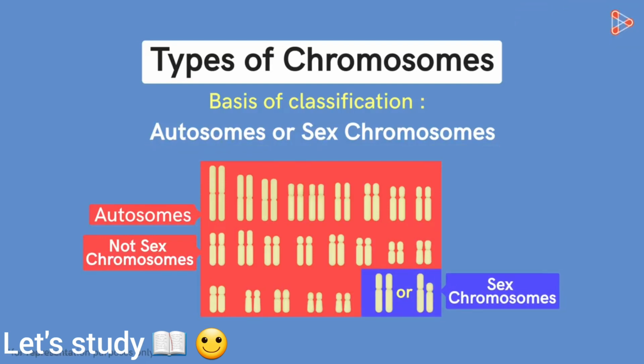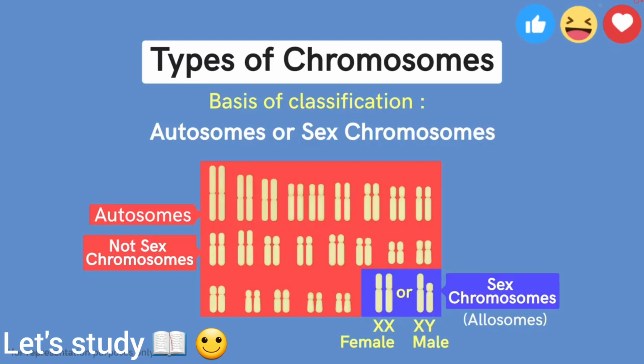So if the two are identical, that is, both are X and X, then the individual is a female. And what if both are different? In such a case, when one chromosome is X and the other is Y, the individual is a male. This pair is the sex chromosomes. So the chromosomes which help in determining the sex of an individual are sex chromosomes, or even called allosomes.